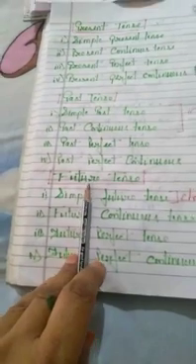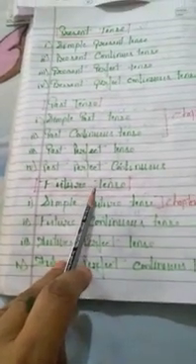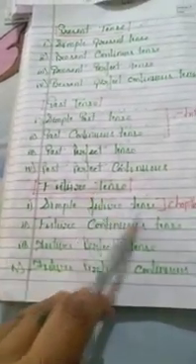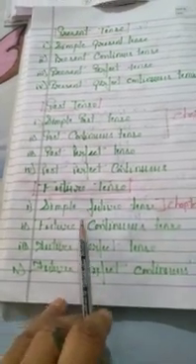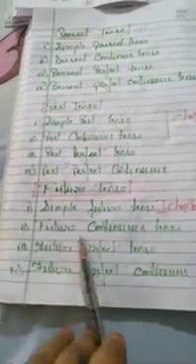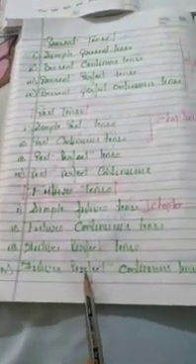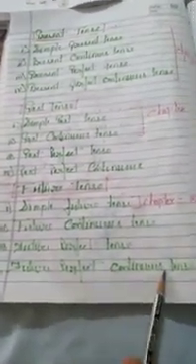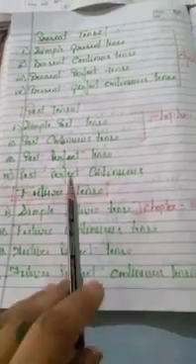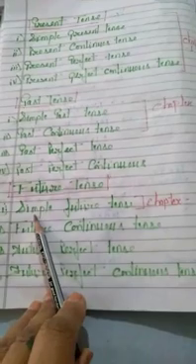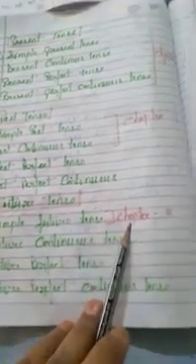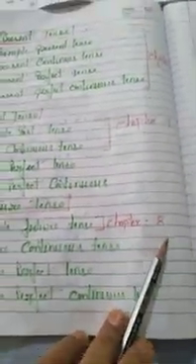Come to the next tense, future tense. Future tense is also categorized into 4 groups: simple future tense, future continuous tense, future perfect tense, future perfect continuous tense. And here we will study in this class only the first group, that is simple future tense, in chapter number 8.